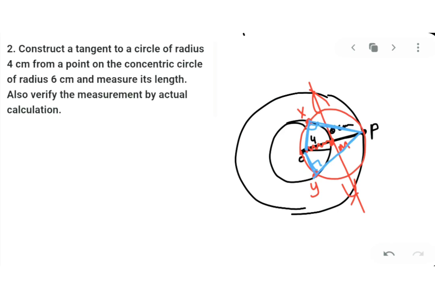Clear? Now you can also verify it with the side measurements. You have to find the lengths PX and PY. So you can find PX and PY by putting a scale. You can measure it actually, and then by using the Pythagoras theorem, because OX is a radius of the small circle, this is 4. OP is a radius of the big circle, that is 6. Now you can find XP by the Pythagoras theorem, and just make sure that your manual measurement of XP is the same as what you get with the Pythagoras theorem. Got my point?